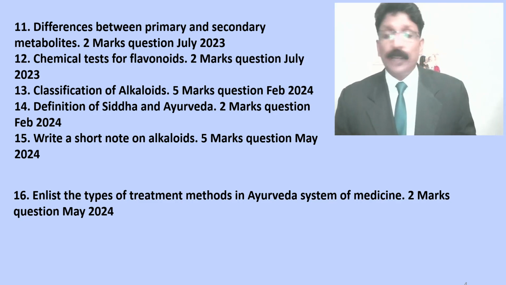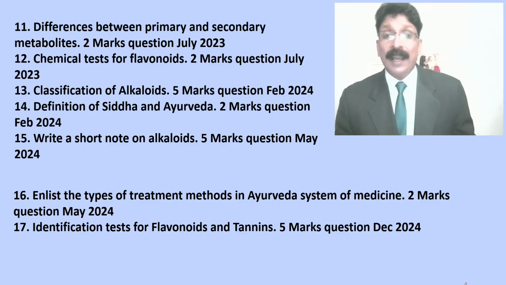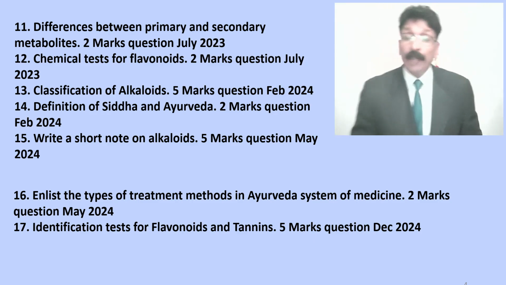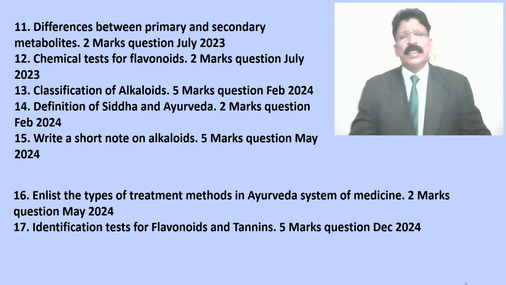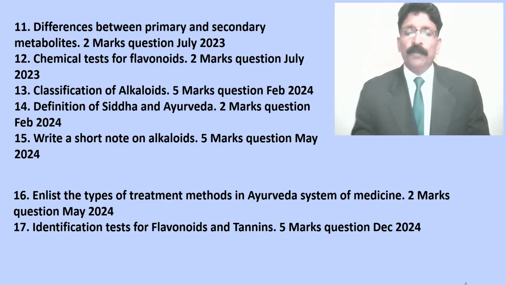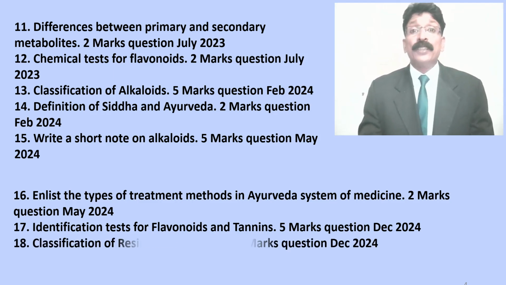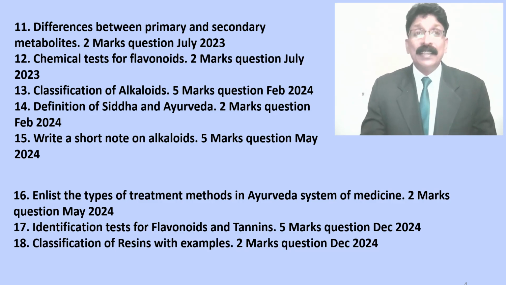You can write very clearly. Identify the test for flavonoids and tannins, asked repeatedly. 5-mark question they have asked in December 2024. These are some questions I have just taken from the past, from 2019 to 2024. It is necessary for the student to know how to classify resins with examples.